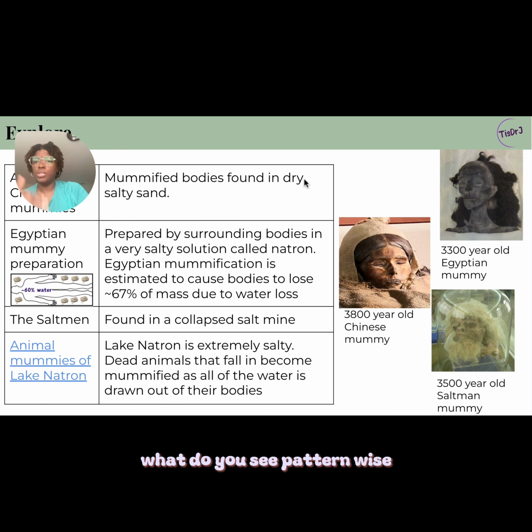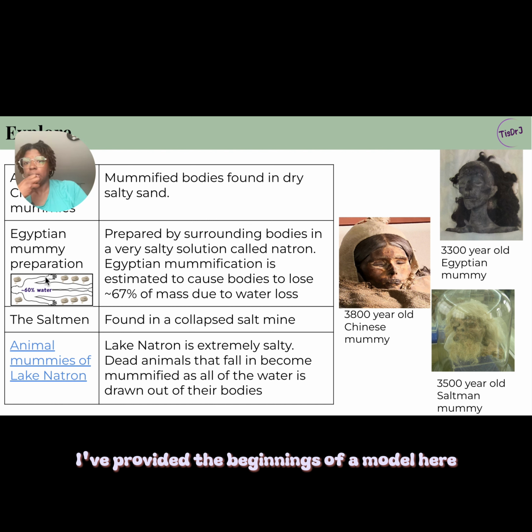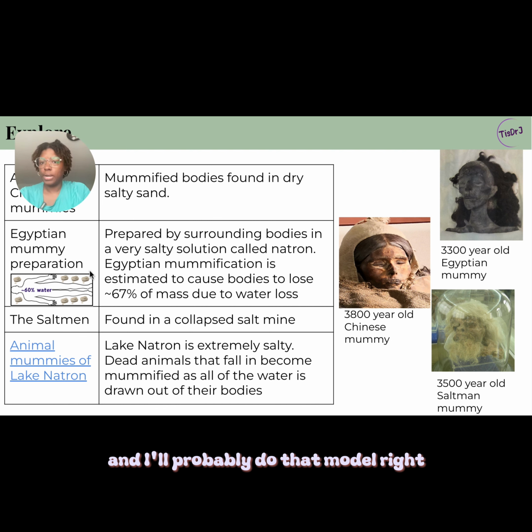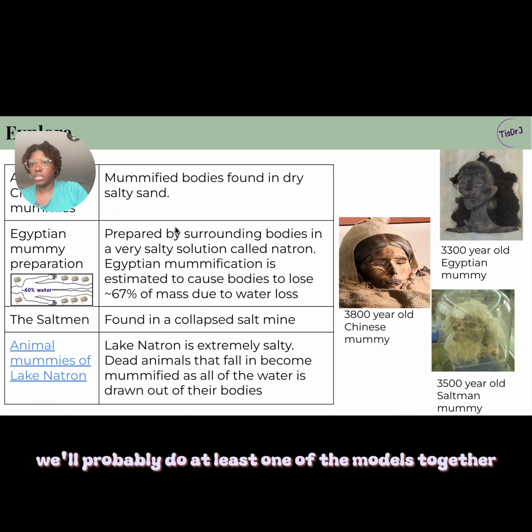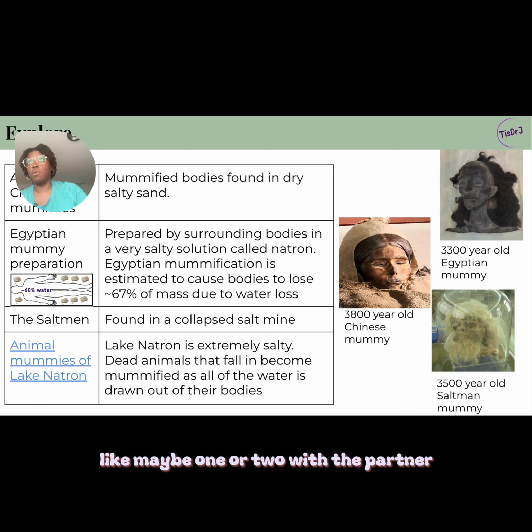And we're just gonna ask them, what do you see pattern wise? What similarities are we seeing? What's sticking out, right? And as we're making notes, we're also going to encourage students to make models. I've provided the beginnings of a model here, and I'll probably do that model with student input. Then we'll do at least one of the models together. And then I'll encourage students to do one or two with a partner and then one by themselves, right?